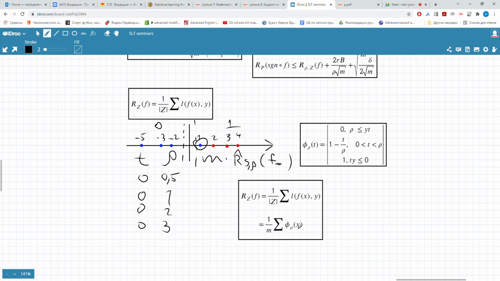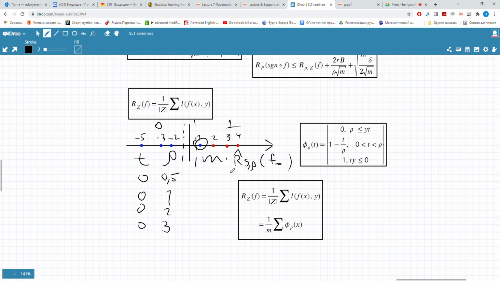So the sum equals 1 divided by 7. Yes, it looks like it will be. Okay, the sum will be equal to 1 divided by 7.